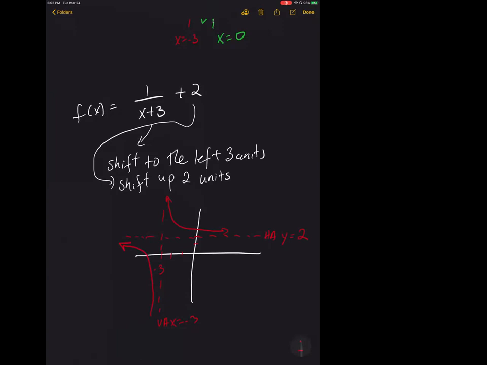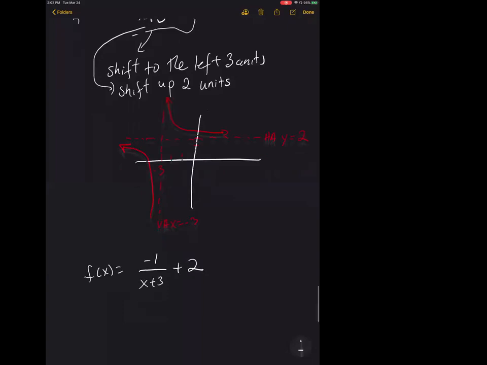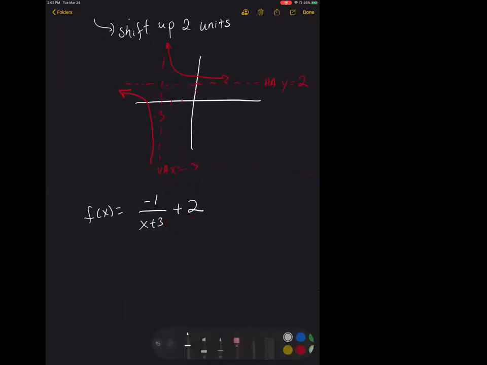If the number on top is negative, then you get the same answer, but you just get it upside down. So if I make a slight change, f of x equals negative 1 over x plus 3, plus 2, this is the same graph, except it is now upside down. So again, I have the same axes. I have the same asymptotes, negative 3 and 2.